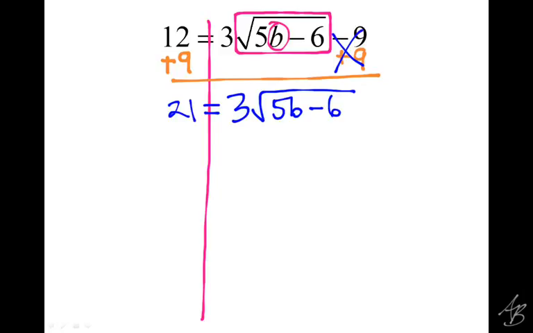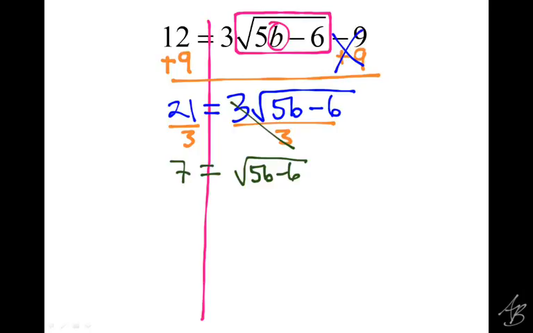And we still need to get rid of the 3 by doing what? Divide by 3. And those 3's cancel, leaves the square root of 5b minus 6. And on the other side, 21 divided by 3 is 7. Okay? Then what?